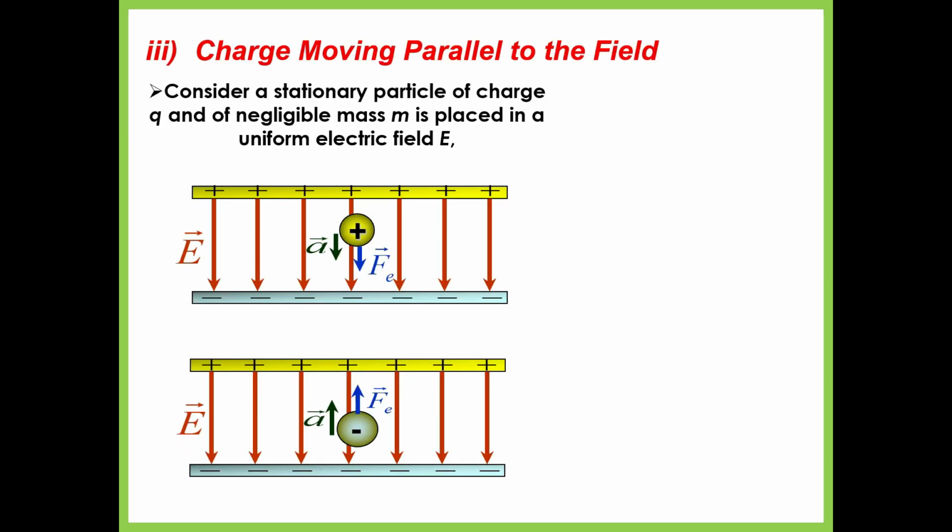Now we look at the third case, that is the charge moving parallel to the field. So in this case, we have a charge in between the two plates, positive and negative. When the charge, let's say we have positive charge, it will tend to attract to the negative plate, so the motion is downward. And if we have negative charge, it will tend to the positive plate, so the motion of charge is upward. So when every charge is moving, it will have its own acceleration.